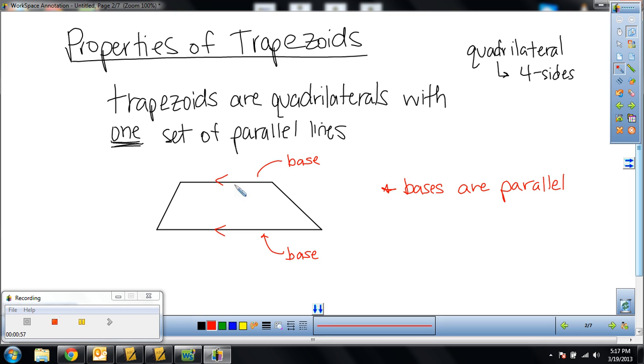Alright, the other new property that we have is that the non-parallel sides are called legs. So we've seen this before with our right triangles, the legs, but now this is a little different. So our bases are parallel and the legs are the sides that are not parallel.